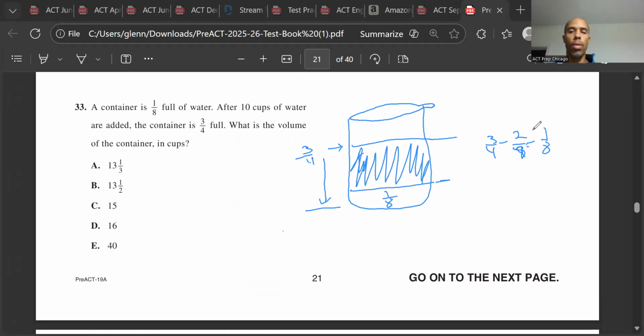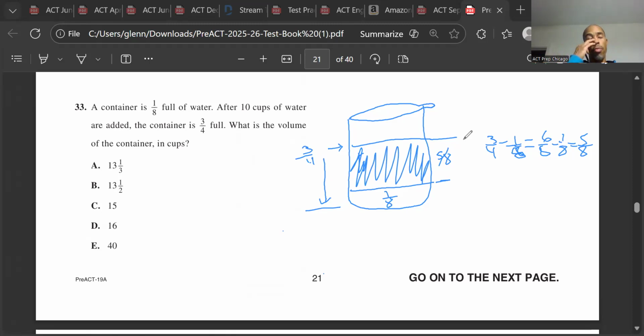Wait, no, what did I do? Sorry, I'm supposed to be doing 3/4 minus 1/8. But 3/4 is 6/8, right? So 6/8 minus 1/8 would be 5/8. So the amount of water that you put in was 5/8.